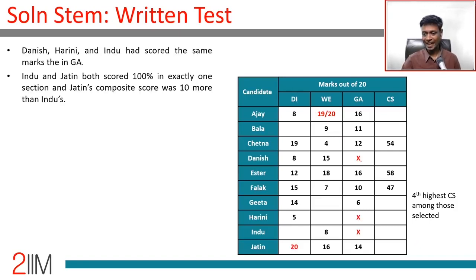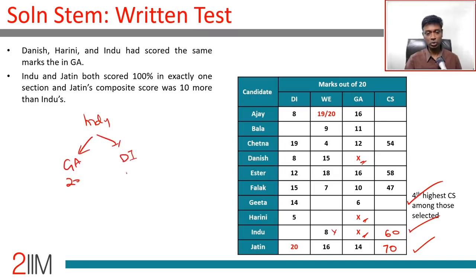We also know that Danish, Harini and Indu have scored the same mark in GA. We know Jatin has got 70. We know Indu has got 60. Jatin is in, Indu is in, Geeta is in. Wonderful. Now let's look at this. We know that Indu has scored 20 in one of the 3 sections. It's not this. So either for Indu, either GA is 20 or DI score is 20.